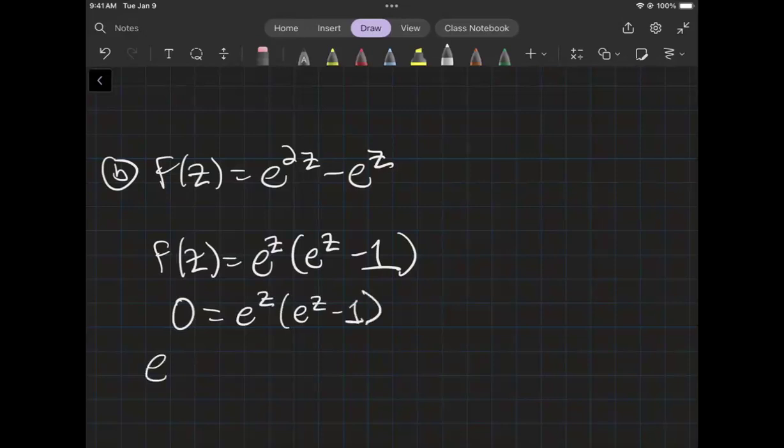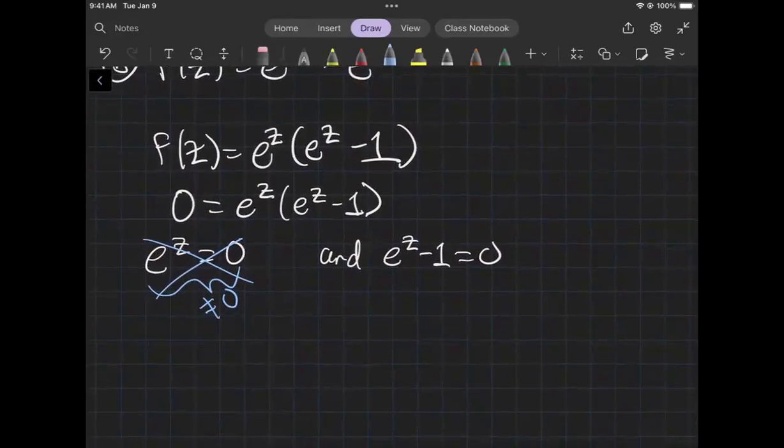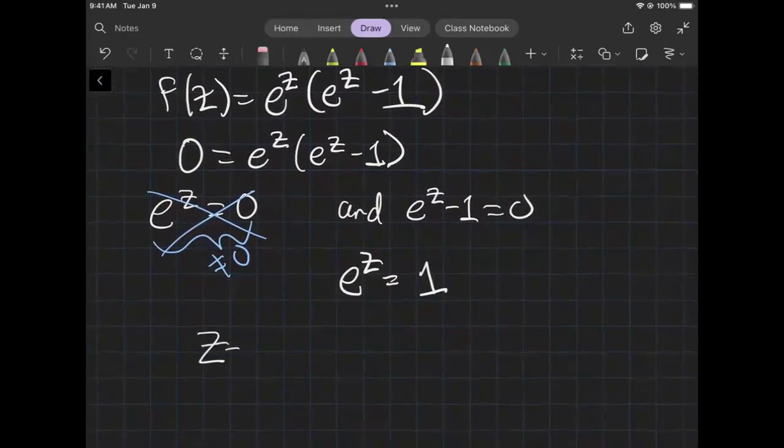So the only possibility is that e to the z is 0 and e to the z minus 1 is 0. But e to the z is always non-zero, so that is clearly false. What this leads us to conclude is that e to the z has to equal 1. So z would equal the natural log of 1 plus 0i.